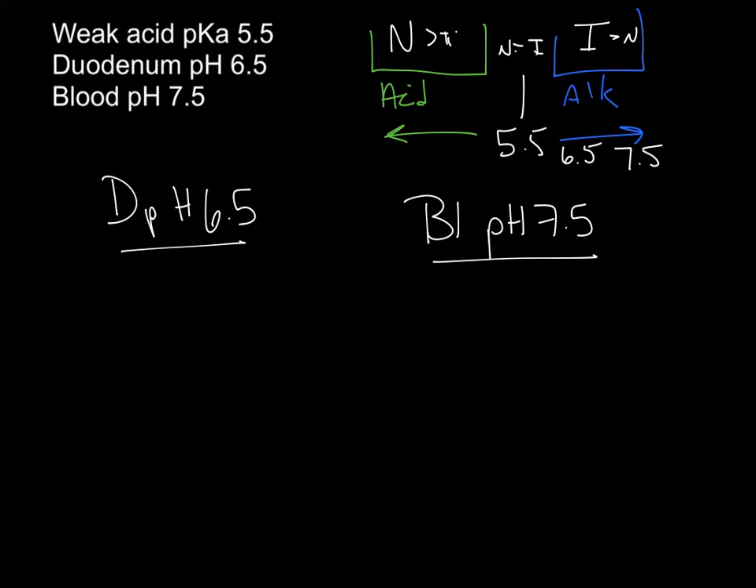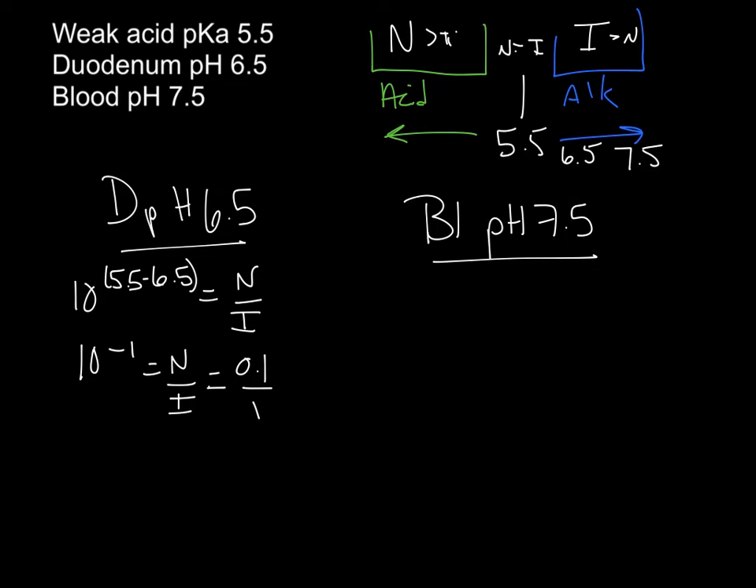So if we do this our mathematical way, then we've got 10 to the pKa 5.5 minus 6.5, and this is an acid, the N is high, so N over I. So we're going to have 10 to the negative 1 equals N over I. And the way that I've given that is what you would get in a calculator if you entered it, 0.1 over 1. Other people might be used to writing it as 1 over 10. Either way, just remember that the numerator here is the non-ionized and the denominator is the ionized.